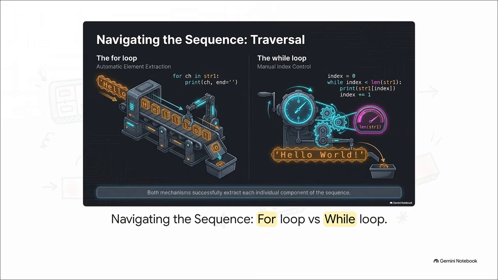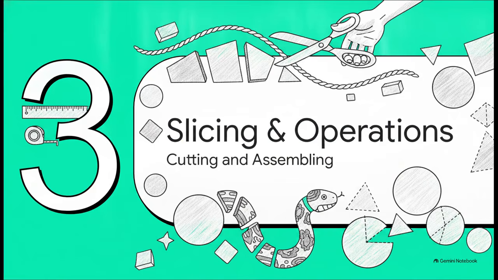Now, you might be wondering, how do we actually move along that ruler? Well, we use loops. We've got the automatic for-loop conveyor belt. It just effortlessly extracts each character one by one and hands it right to you. Then we've got the manual while loop gear system, which gives you complete granular control over the index counter. Both of these mechanical traversals successfully extract each component, but you get to choose the exact machine for your specific problem.